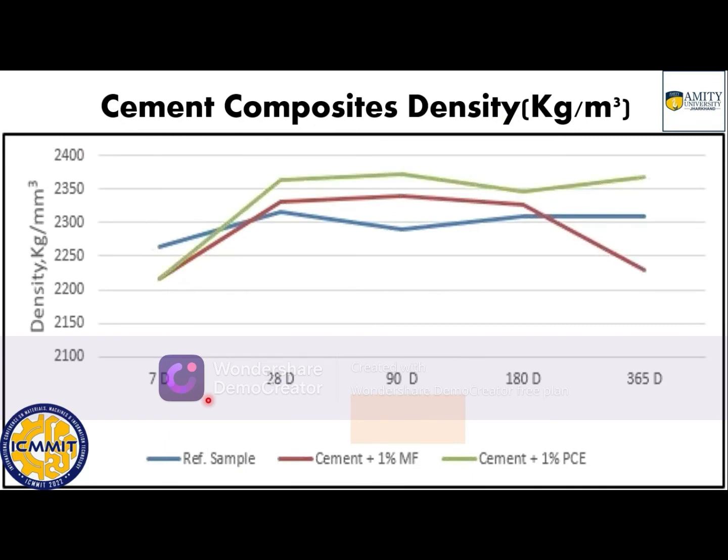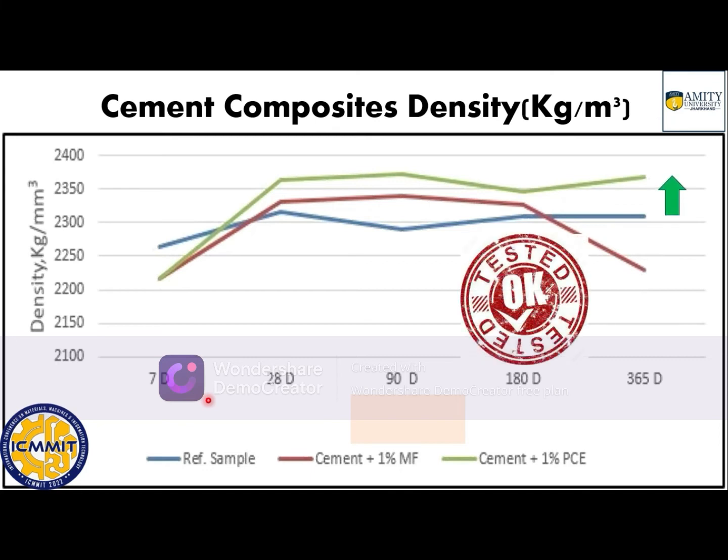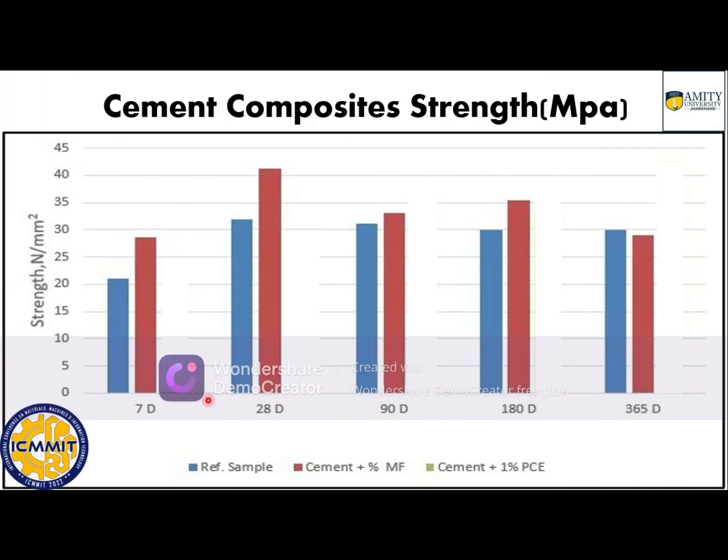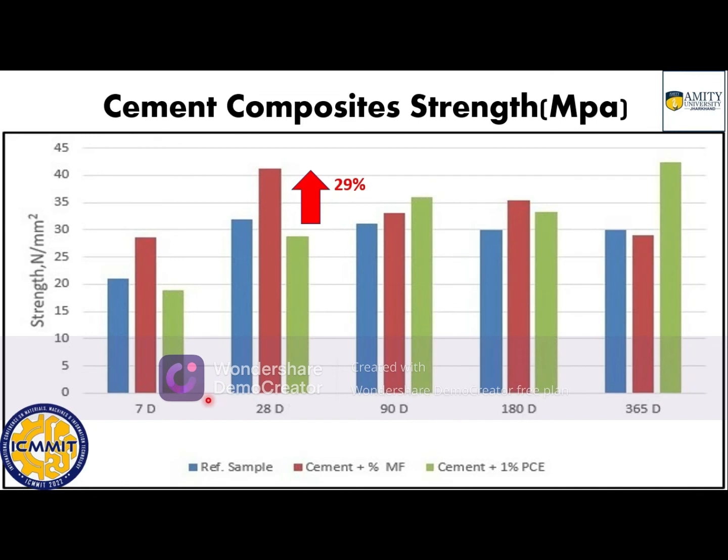This red one is the melamine formaldehyde, the old superplasticizer. The new one is the green one, PC 1%, and I am getting an increase in the density of the cement concrete or the cement composites. Now cement composite strength at 7 day, 28 day, 60 day, see the result. The red one is for melamine formaldehyde, the old generation admixture. I have got a strength gain of 29%, and for the latest, the polycarboxylate ether, latest generation admixture, I am getting a strength of 41%.